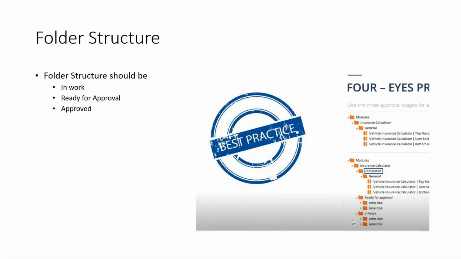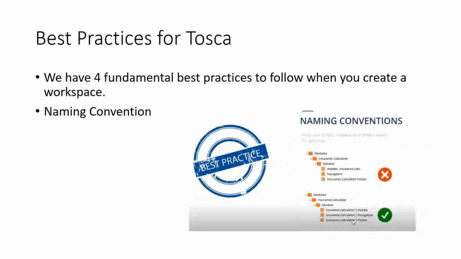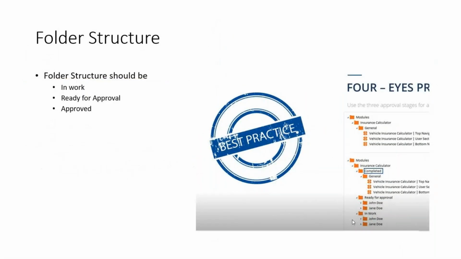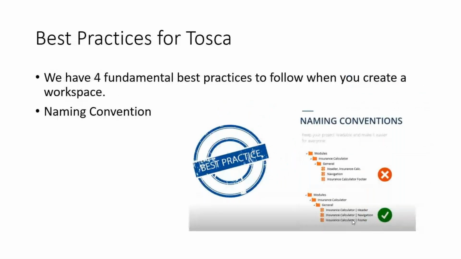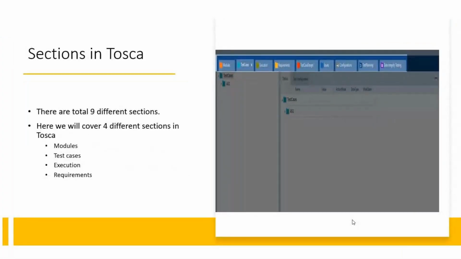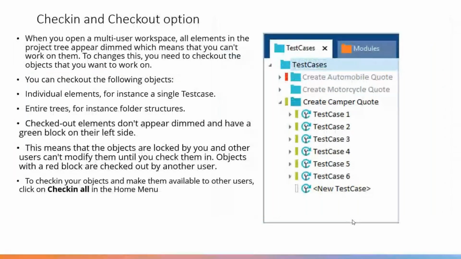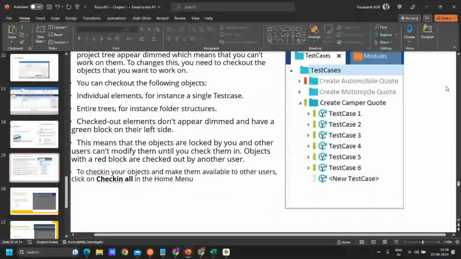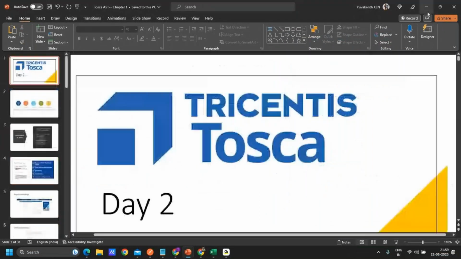Okay, so that's all I have for today. I hope you are clear about the best practices. The first one is the naming convention, and the other one is the folder structure. We'll discuss the rest of them in the coming classes. And we have understood what is the navigation pane and what is the working pane, how Tosca looks, and what the installation process is. You can get back to my team and get your license if you really want to come with me on this journey of learning Tosca in the next sessions.